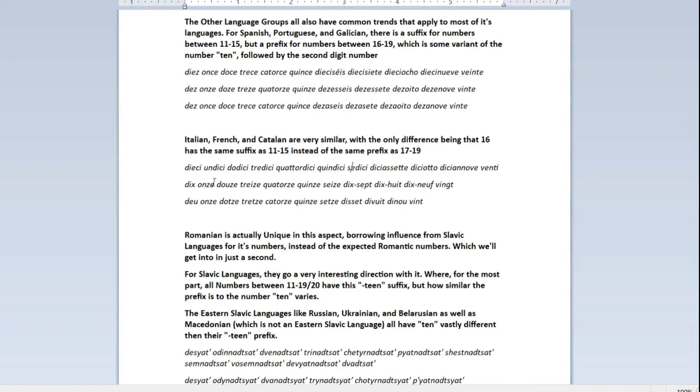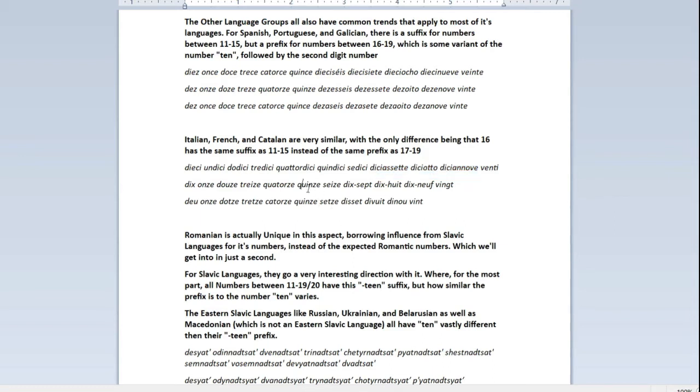In this case, it just so happens to sound very similar to 10, but it doesn't necessarily need to be. It's just a suffix that is the same suffix that applies from the numbers 11 to 15. It is also applied to 16. And then same exact deal from 17 to 19. It has 10 and then the number. But like I said, it's the same exact deal.